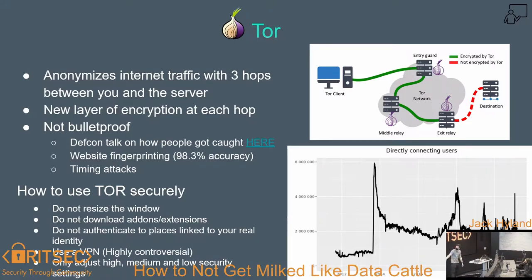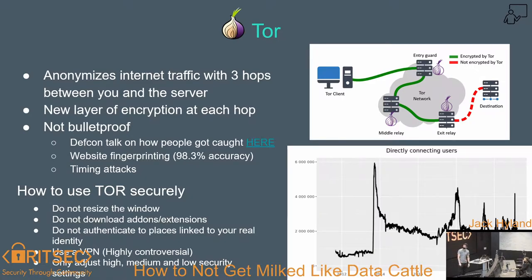Does anyone know what this giant spike is? So this is the daily connected users to Tor, from about 2010 to 2021. And that's about 2013 as a hint. Giant spike from about 1 million users to 6 million. It's when Edward Snowden released all the documents. Right. So that helped the network out a lot.